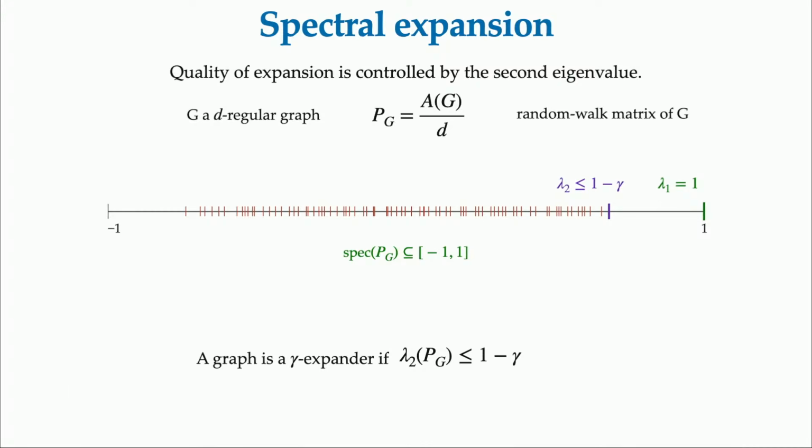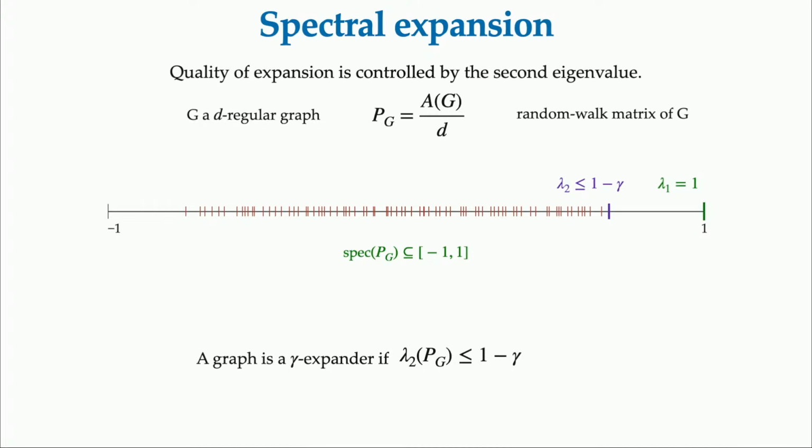Now the expansion is controlled by the second eigenvalue. In today's exercise sheet, the first exercise is various things you can conclude from the second eigenvalue being bounded away from 1. To emphasize, the further away the second eigenvalue is from 1, the better expanding the graph is. The terminology we're going to use is that a graph is a gamma expander if the second largest eigenvalue is bounded away from 1 by this parameter gamma.